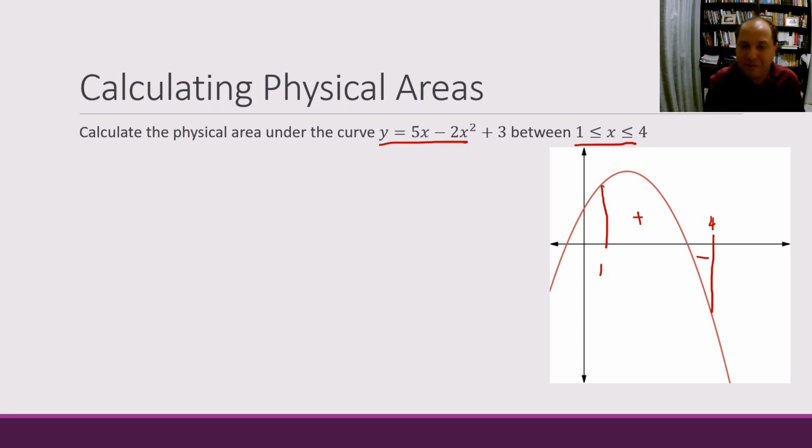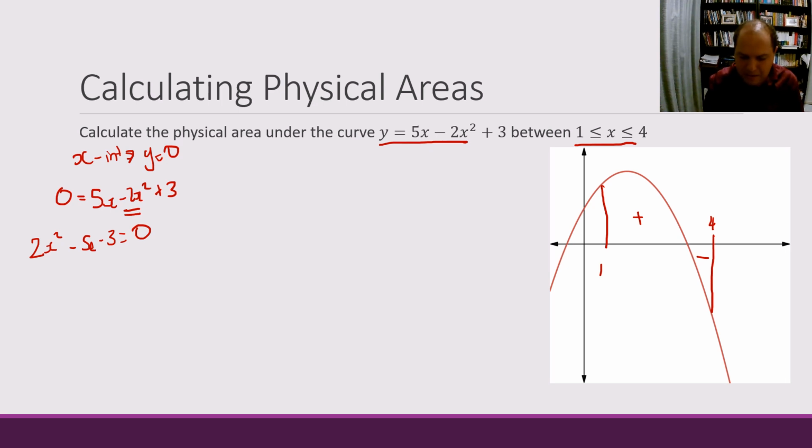So our first step to finding physical area is determining whether or not there are any x-intercepts. So we're going to find x-intercepts by letting y equal 0. So 0 equals 5x minus 2x squared plus 3. I'm going to rearrange that one because I don't like the leading coefficient of my quadratic being negative. So let's rearrange it to the other side. It'll be 2x squared minus 5x minus 3 equals 0.